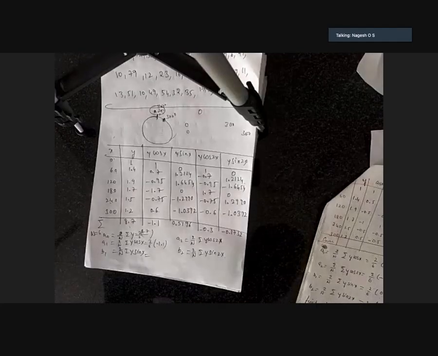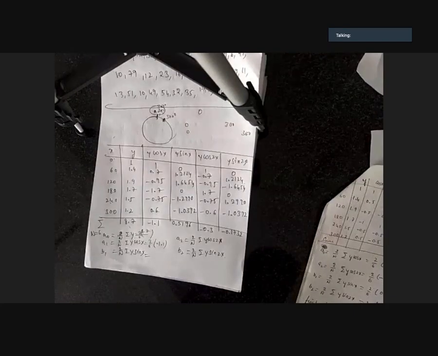A1, 6, 7. Look yourself and do the problem. If you have doubt, unmute and ask me.